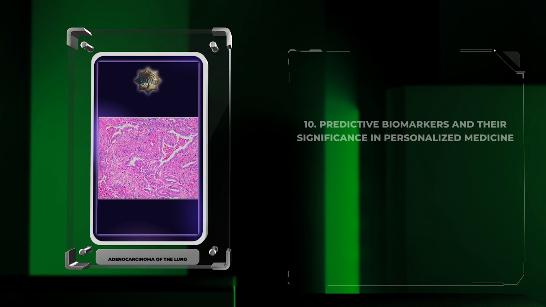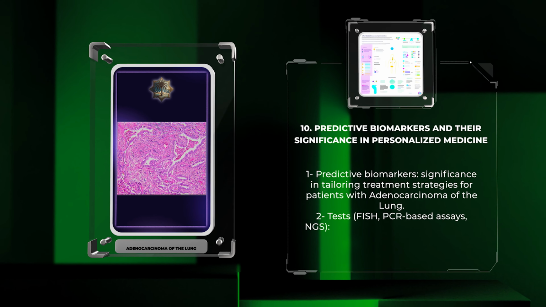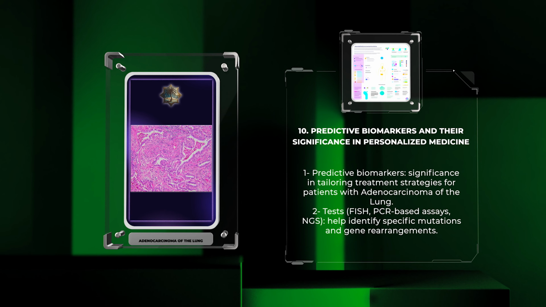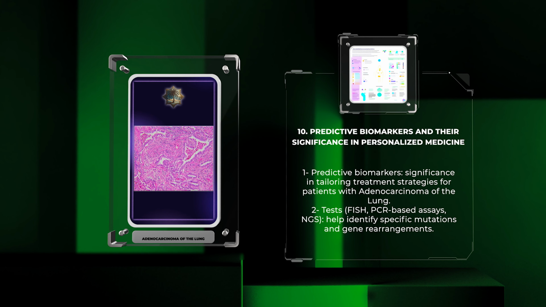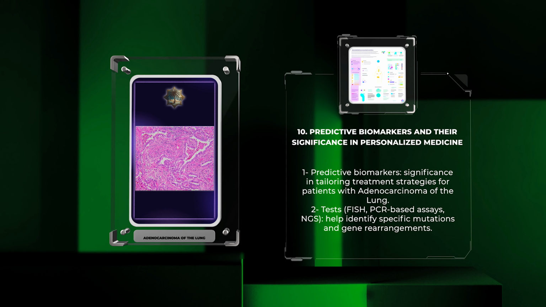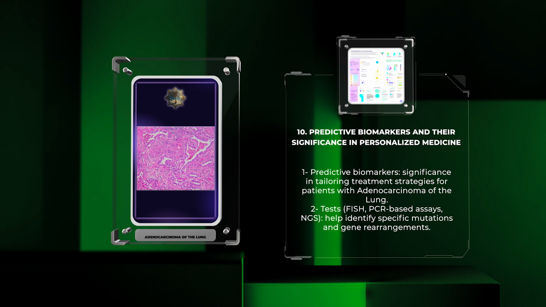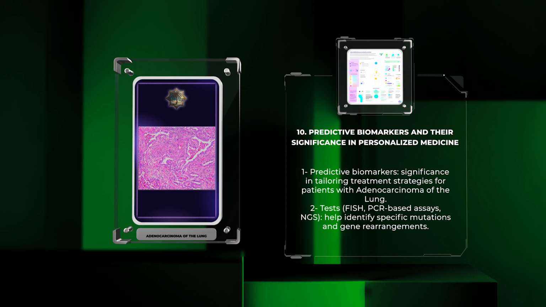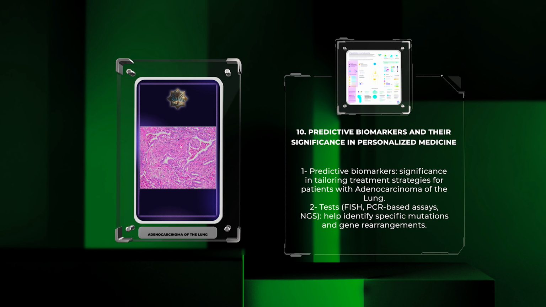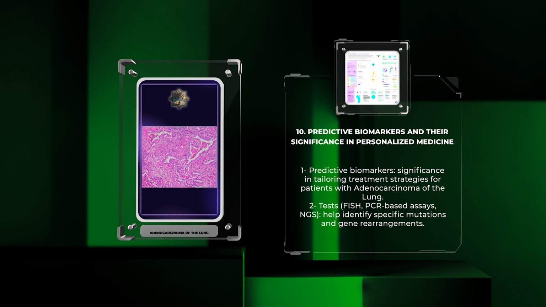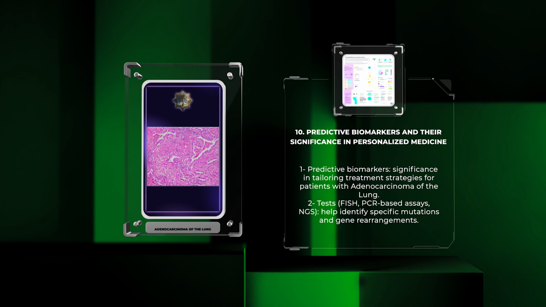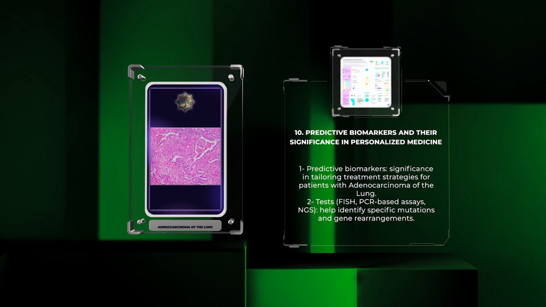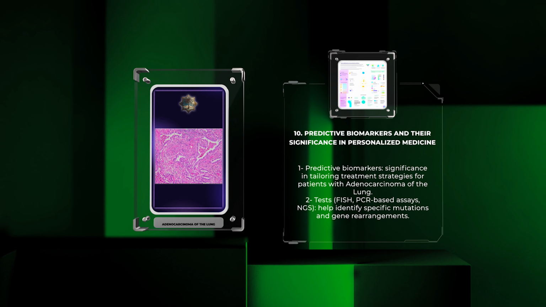The era of personalized medicine has emphasized the significance of predictive biomarkers in tailoring treatment strategies for patients with adenocarcinoma of the lung. These biomarkers, including genetic mutations and protein expression profiles, allow for individualized therapy selection and optimization. Tests such as fluorescence in situ hybridization, FISH, PCR-based assays, and NGS help identify specific mutations and gene rearrangements. Alongside immunohistochemical staining, these tests enable the identification of patients who are likely to benefit from targeted therapies, ultimately improving patient outcomes.